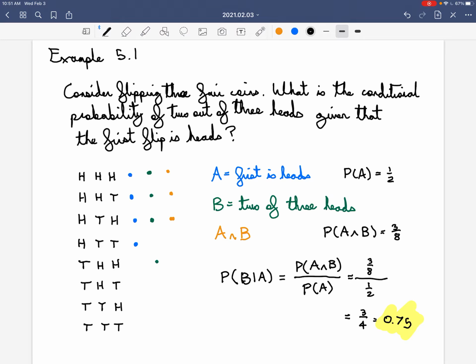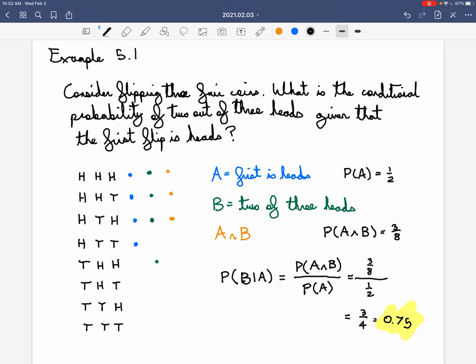And so we can use our uniform probability formula. Well, technically the uniform probability for A would come out to be 4 outcomes in A over 8 outcomes in total. So 4 over 8 is a half. And then for A and B, we can say, all right, we have 3 outcomes in A and B over 8 outcomes in total. So the probability of A and B is 3 over 8.